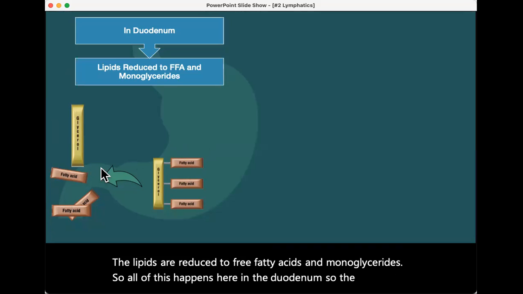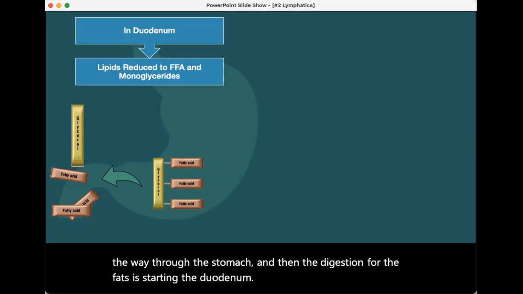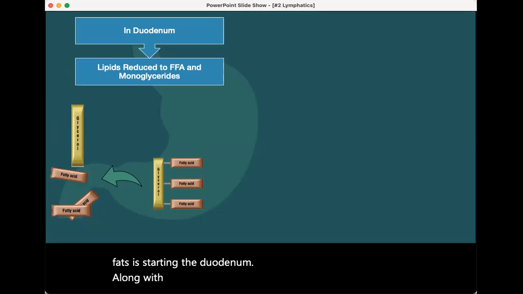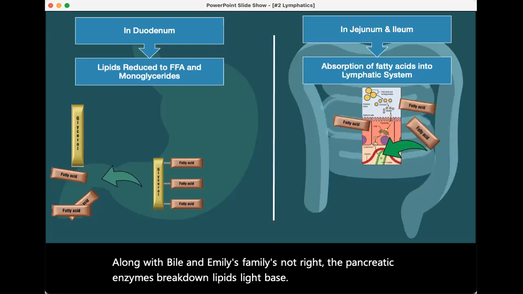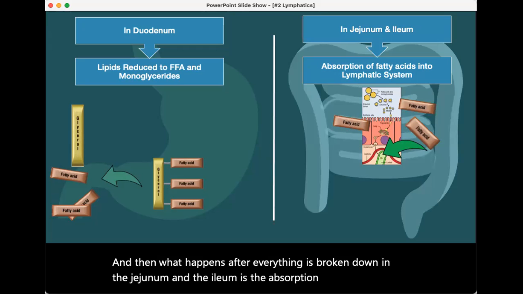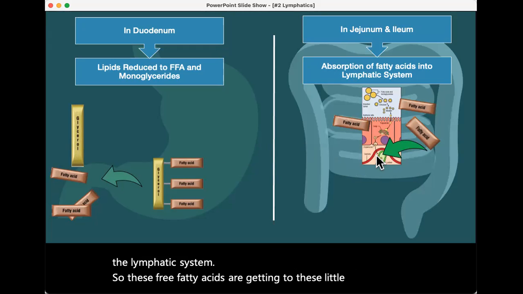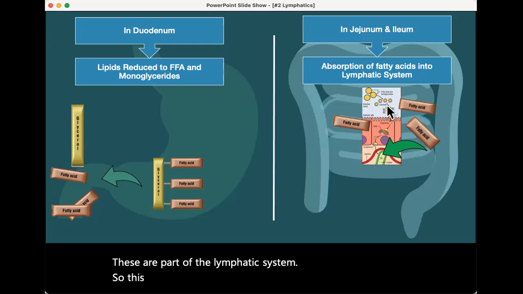So the fats go all the way through the stomach, and then the digestion for the fats is starting in the duodenum, along with bile and amylase. The pancreatic enzymes break down lipids, lipase. And then what happens after everything is broken down in the jejunum and the ileum is the absorption of fatty acids into the lymphatic system. So these free fatty acids are getting to these little lacteals. These are part of the lymphatic system. So this is the intestinal lining, the villi, and all these little free fatty acids are getting into lymphatics.